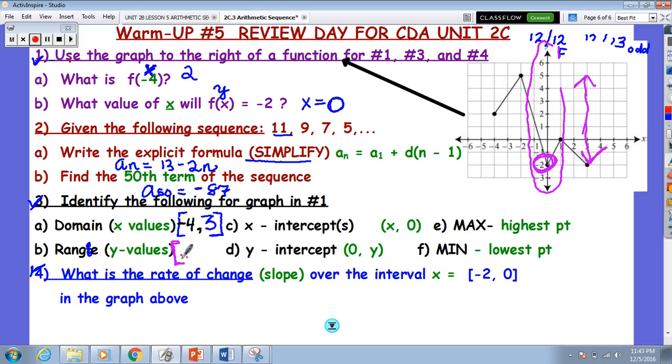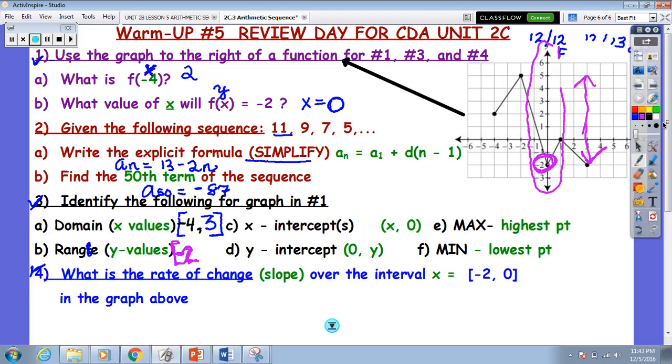And negative 2 is the smallest number on the y-axis that my little zigzag line goes down to. Now, how high does my little zigzag line go? Well, it goes all the way up until 5. Notice the zigzag line doesn't go any further up than 5.